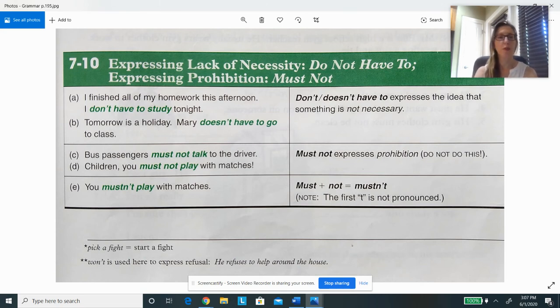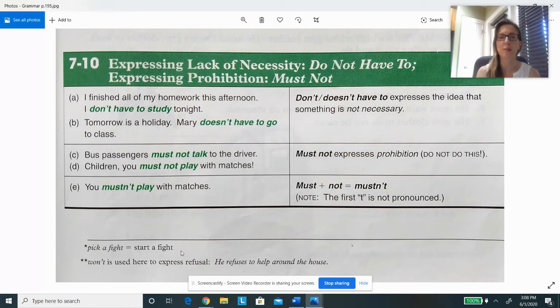This is your grammar book, page 195. So here we are talking about more modals. We have already learned modals that express advice, modals that express necessity, and here is a page about modals you can use when you think something is not necessary, or also a modal to use to express prohibition, which means when you are not allowed to do something.